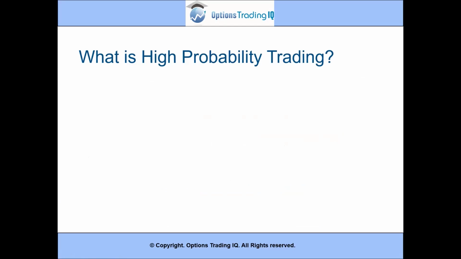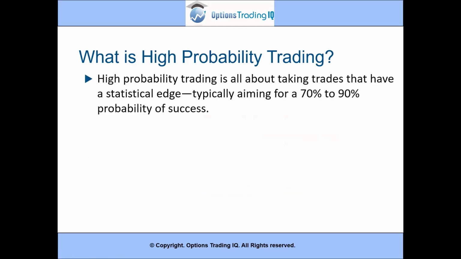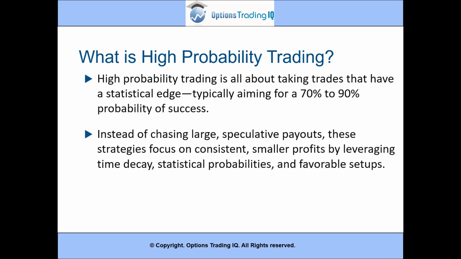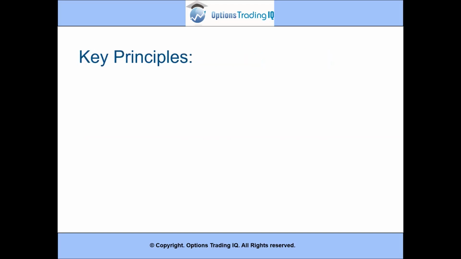So what is high probability trading? Well, it's all about taking trades that have a statistical edge, so typically aiming for a 70% to 90% probability of success. Instead of chasing large speculative payouts, these strategies focus on consistent, smaller profits by leveraging time decay, statistical probabilities, and favorable setups. Some of the key principles include selling time decay.